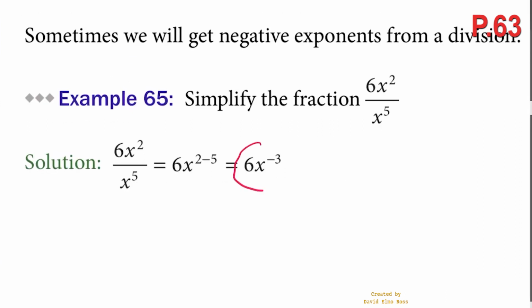Sometimes we're going to get an answer that has a negative exponent. However, we want to always express these as positive exponents. So this can be rewritten as 6 over x to the 3 by doing the reciprocal.